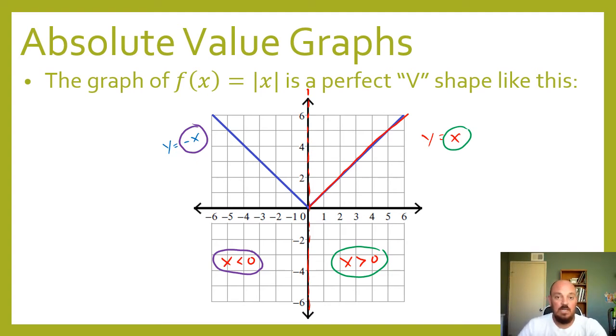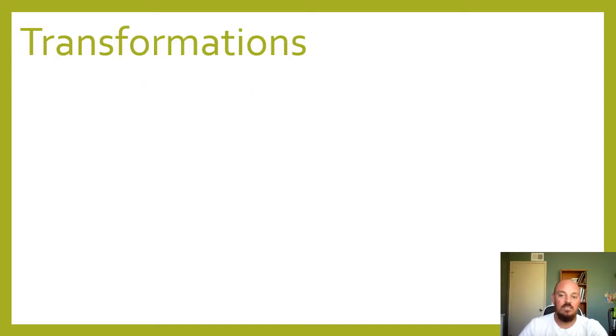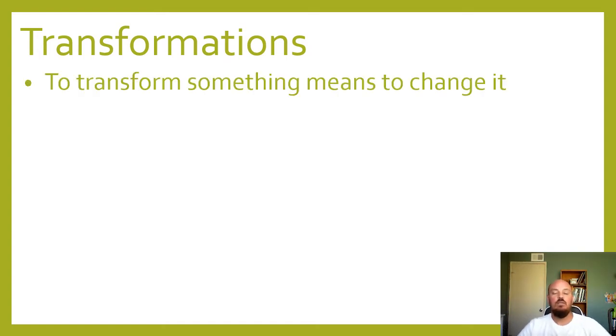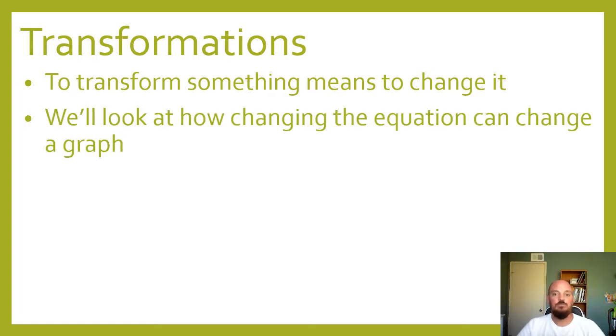All right, so now that you know what absolute value looks like, that perfect V-shaped graph, our main topic for this section is transformations. Now, to transform something means to change it. So we're going to take that V-shaped graph and we're going to change it. We might move it, we might make it skinnier or wider, we might flip it so it's an upside down V, but we're going to make changes to it, and we're going to make those changes by making changes to the equation itself. So that's what we mean when we say transformations.